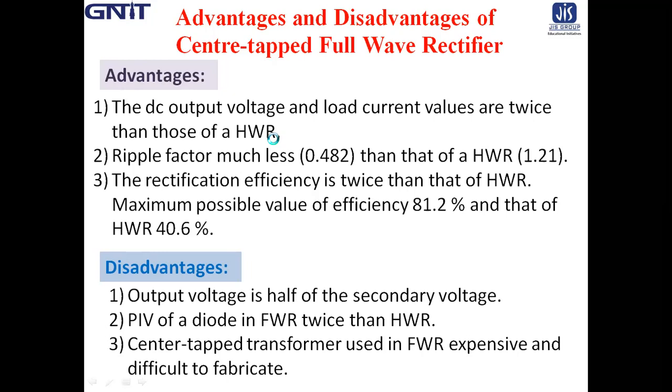Next is the ripple factor. Ripple factor is much less in full wave rectifier, that is 0.482, whereas in half wave rectifier it was 1.21. Now third point is the rectification efficiency, which is twice than that of half wave rectifier. In case of full wave rectifier, the rectification efficiency is 81.2%, whereas in half wave rectifier it was 40.6%. So these are the advantages.